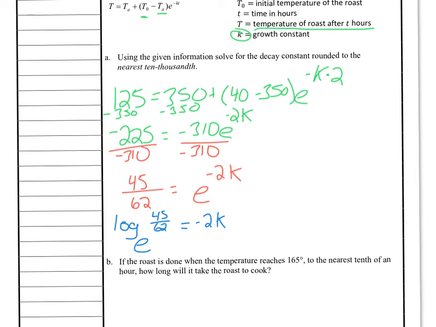Now, you can go to your calculator and type this in as log base e if you want. If you hit the e button, that'll give you the base e. Or you can just do the natural log of 45 over 62 equals negative 2k. Either way, you're going to end up with the decimal, and then you have to divide that answer by negative 2. I'm going to skip all over that. It's not a killer. And to the nearest ten-thousandth, you end up with 0.1602.